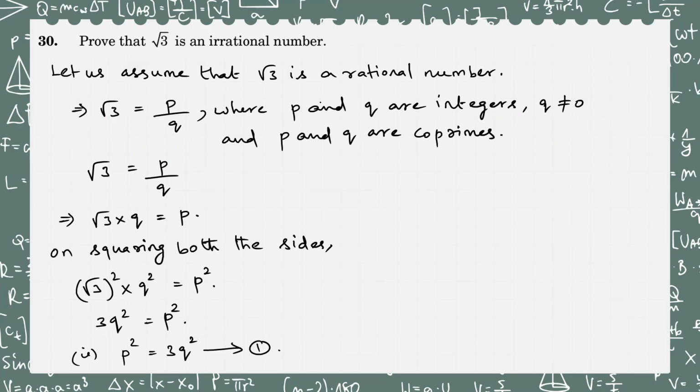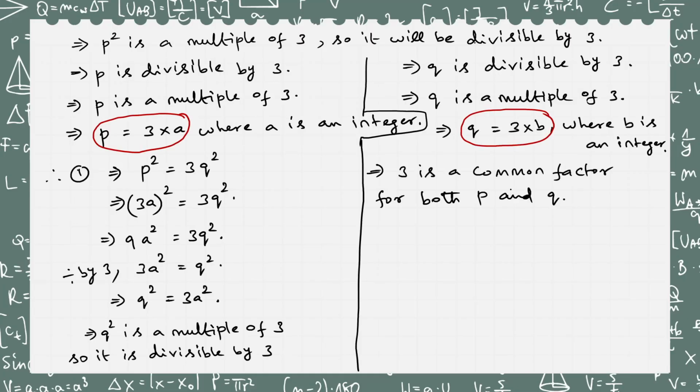See what we have assumed. p and q are coprime. What do you mean by that? They don't have any common factors other than 1, right? That is the meaning of coprime numbers. But we are getting 3 as a common factor for both p and q, which is not supposed to be. So we are getting a contradiction to our own assumption, right? What is our assumption? p and q are coprime.